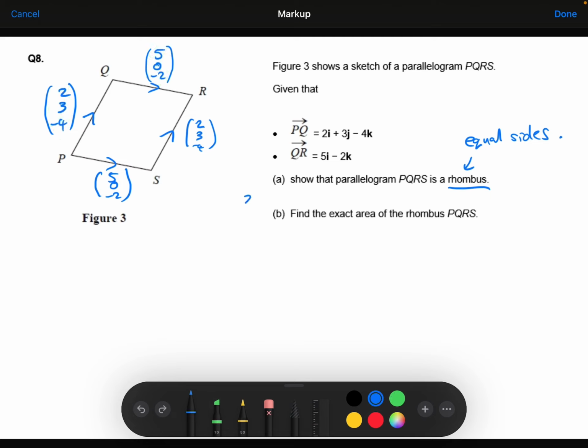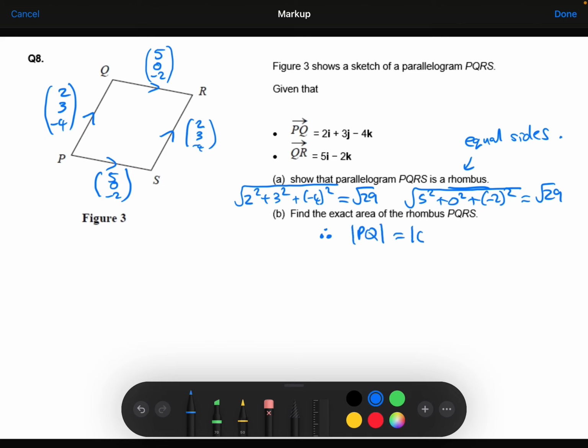So let's do that. The magnitude of PQ is 2 squared plus 3 squared plus (-4) squared, all square rooted, which is root 29. Now we'll do the magnitude of QR. So that's going to be 5 squared plus 0 squared plus (-2) squared, all square rooted, which is root 29. So I can now say, therefore, the magnitude of PQ equals the magnitude of QR, therefore a rhombus. All of the sides are equal.